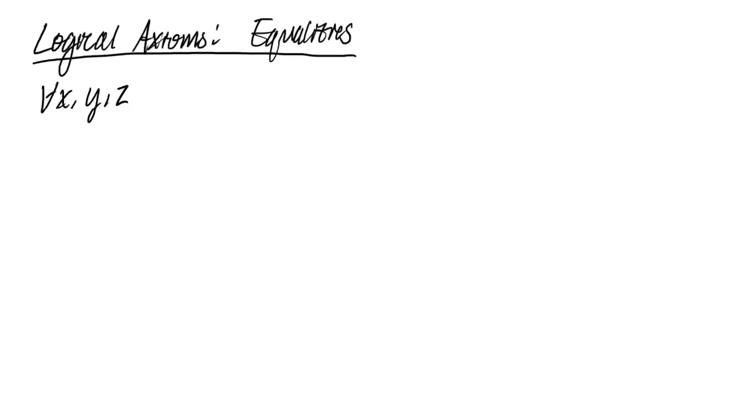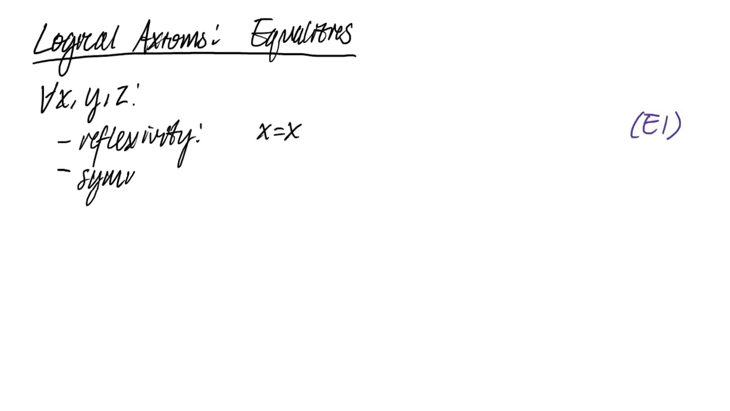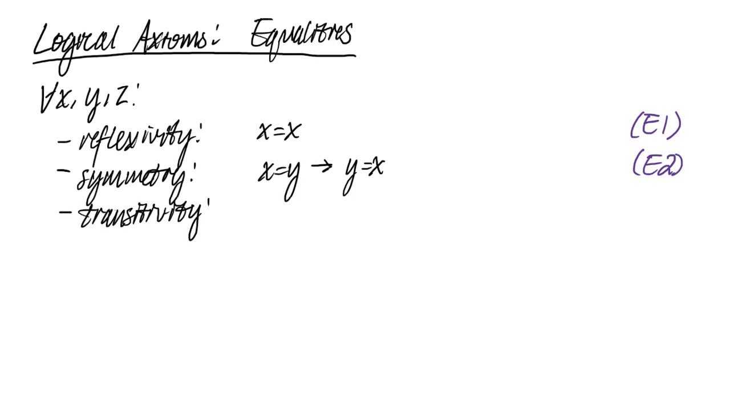First, we have our logical axioms for equations. For all variables x, y, and z, we define the following. We define our reflexivity axiom, x equals x. We denote this as E1. We define our symmetry axiom, x equals y implies y equals x. We denote this as E2. We define our transitivity axiom, (x equals y and y equals z) implies x equals z. We denote this as E3.